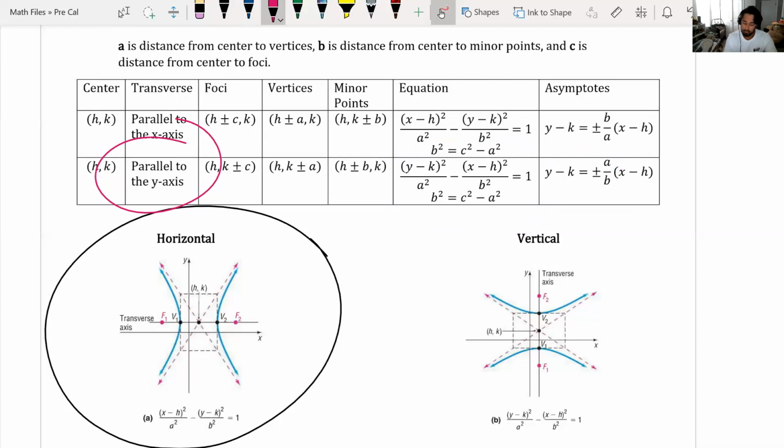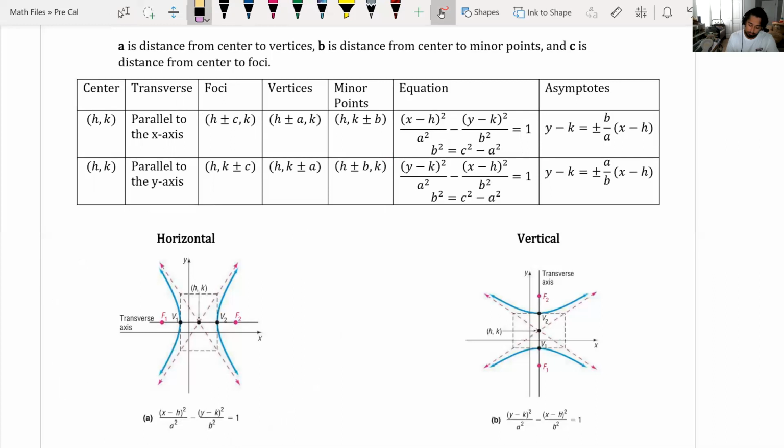Okay. So once again, to take away, knowing a, b, and c is important. Knowing which axis you are parallel to is very important, and connecting what axis you're parallel to in the equation, it all comes together. Knowing what pieces to work with will definitely help you out. All right. And for the first one, you have horizontal hyperbolas and vertical hyperbolas. So let's get started.